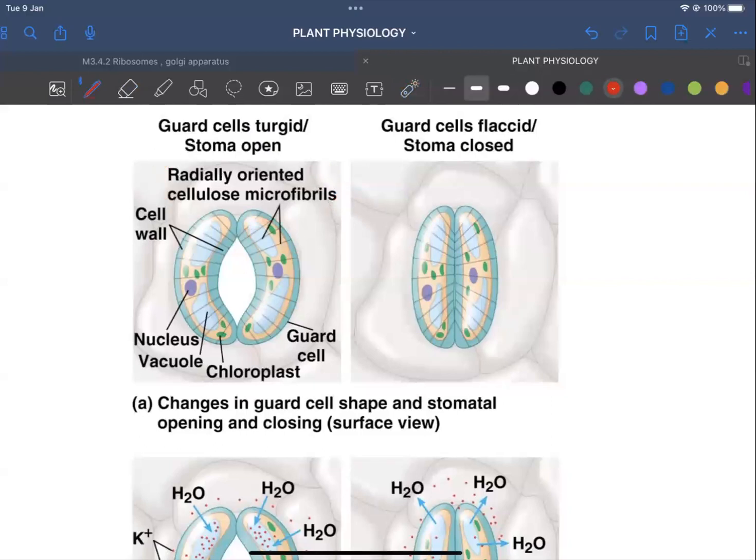These are the cell walls surrounding the guard cells. They have a nucleus as well, and the vacuole for all the water to be absorbed through the osmosis process, and the chloroplast, which plays a major role in sucrose synthesis during photosynthesis. But this is when it is turgid, meaning when the water is absorbed. But for the guard cells, when it is flaccid, the stoma is going to be closed, meaning the water is absorbed out.